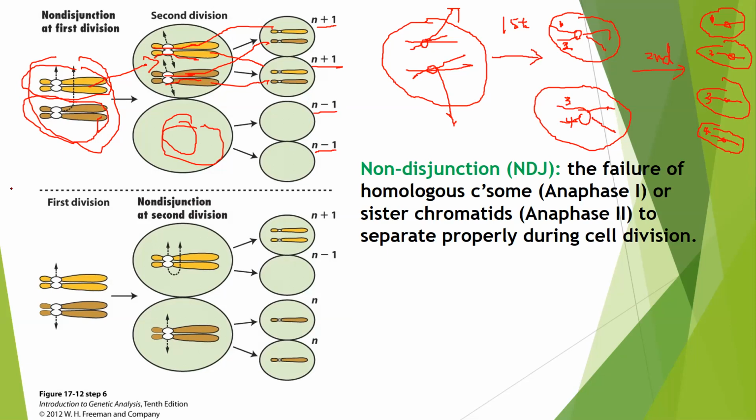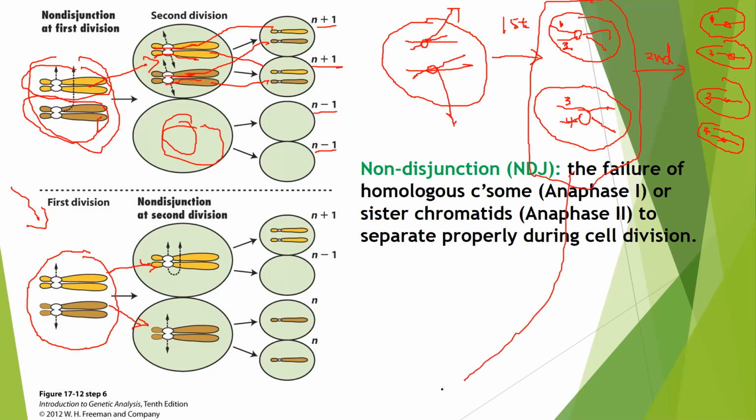All right, so let's look at the second situation. For the first division, everything is okay. So these two homologous chromosomes separate and they end up in 2 different daughter cells like this. Right? This stage is normal. So this stage is okay.